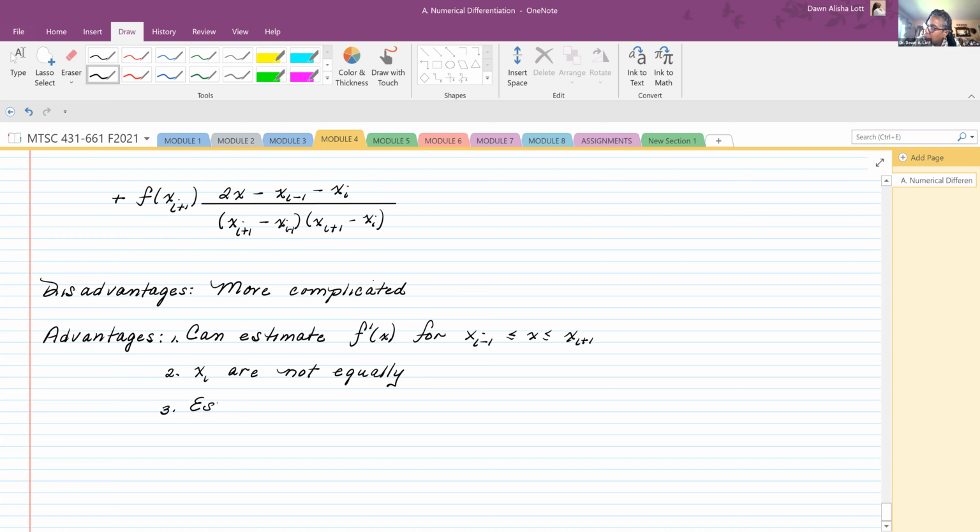So the estimate is the same as centered difference, if they are equally spaced.